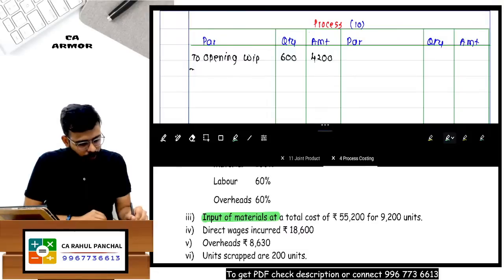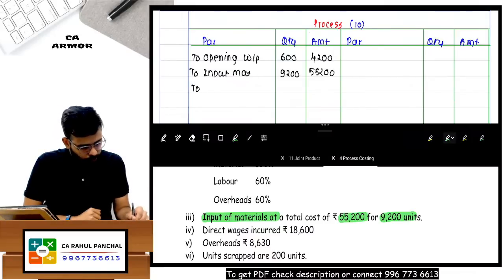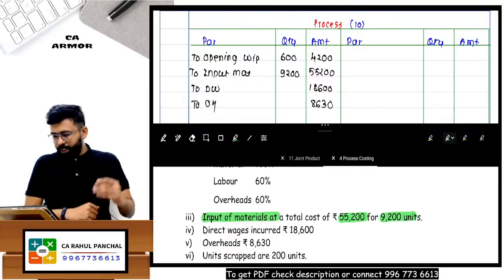Input material is a cost. It will be written on the debit side. So you write down input material. What is the cost? The 9,200 is your input, and your cost is 55,200. Then there are direct wages and then overheads. Direct wages are 18,600, and overheads are 8,630.